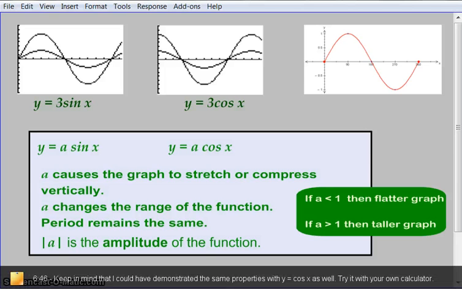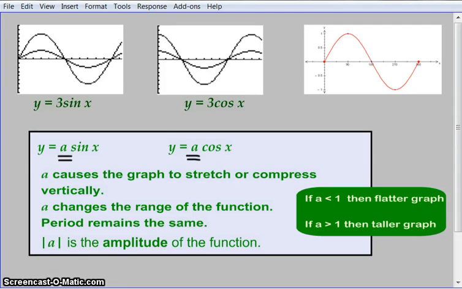Let's see what's going on here. Let's see if we can put it together and make some rules about this. This number out in front, we'll deal with that first.